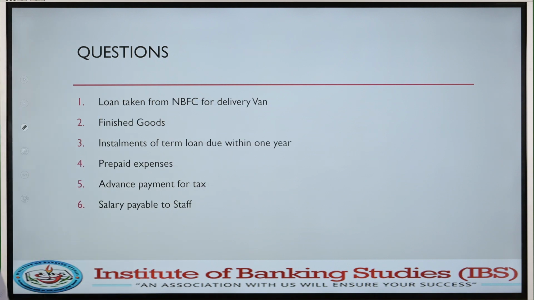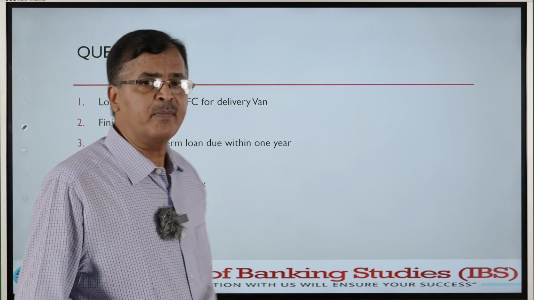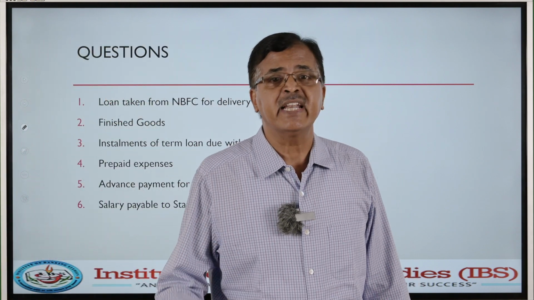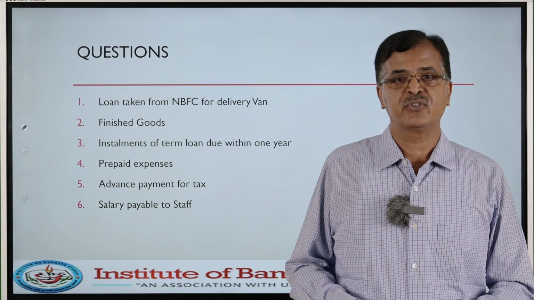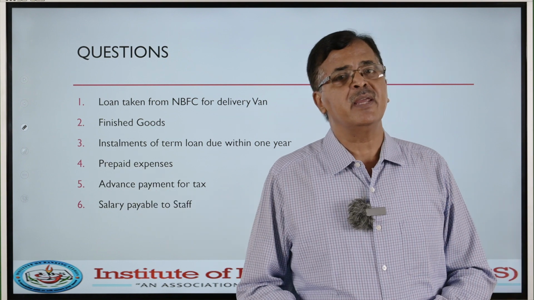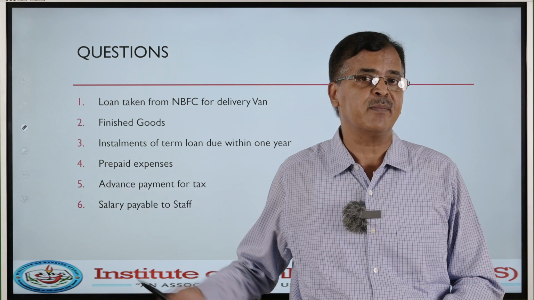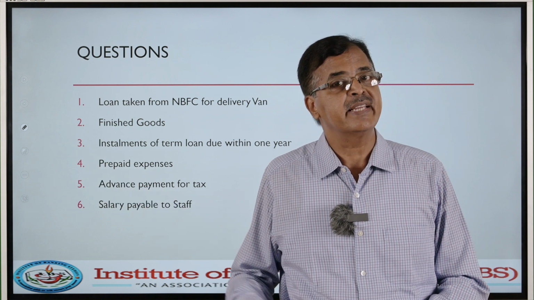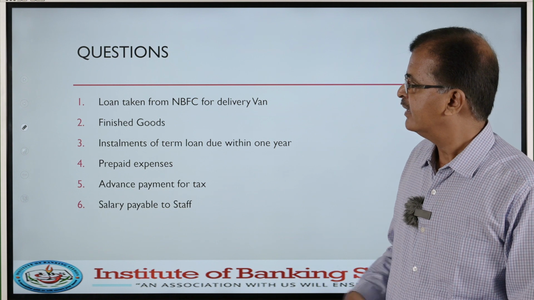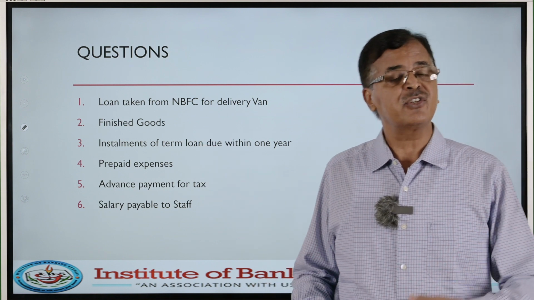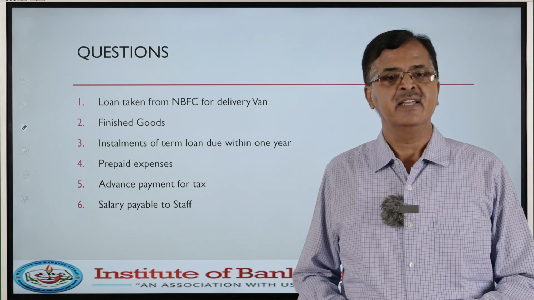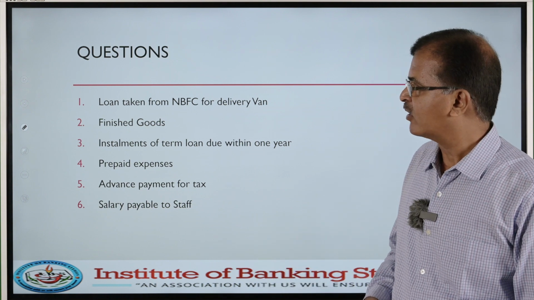Loan taken from NBFC for delivery van. Normally, for delivery van, those types of fixed assets are acquired by availing term loans. Term loans means it has to be repaid in installments. The firm has availed this from an NBFC. So in that sense, it is a term liability. Finished goods, it represents stock of items, current asset. So it is coming under current asset, stock of items.